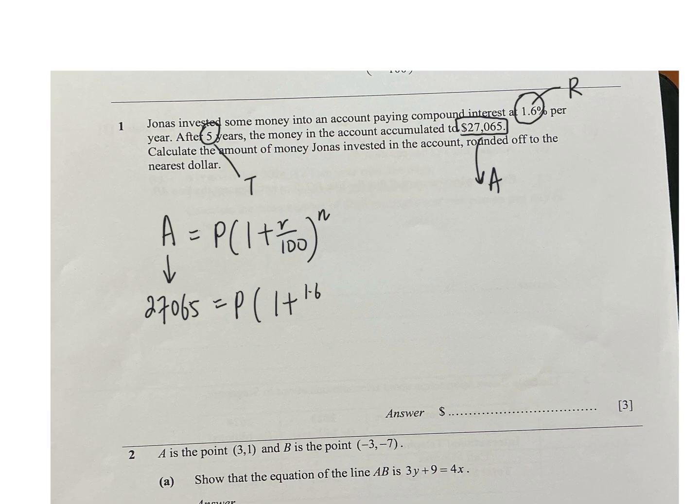This is 1.6. To avoid making mistakes, don't go and simplify this on your own. Some of you wrote 116%. That is wrong already. Actually, it's 101.6%.